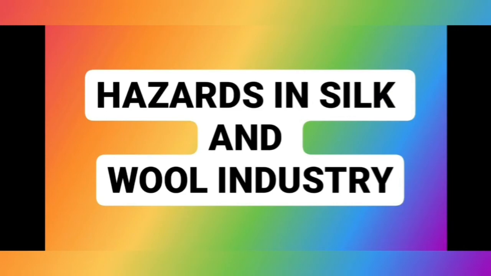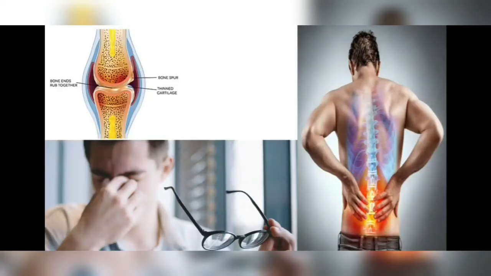Now, let's see the hazards in silk and wool industry. Hazard in any industry has the potential to cause injury, ill health or damage to human beings and their property or the environment. First, we are going to see the hazards in silk industry. Generally, the workers in silk industry are affected with arthritis as they stand for a long time, reeling the silk into yarn. They also develop back pain and vision problems.